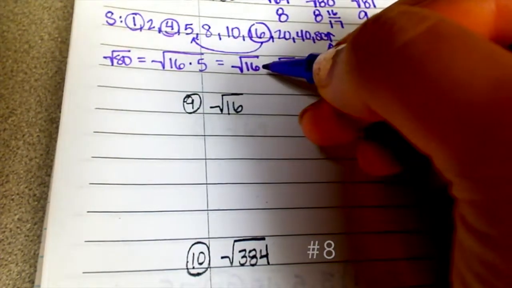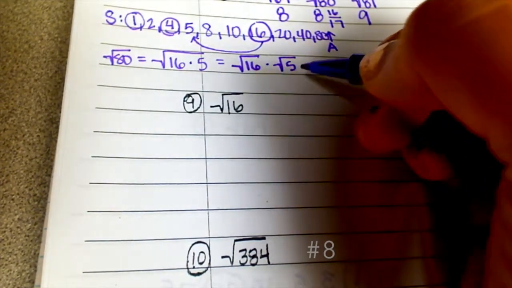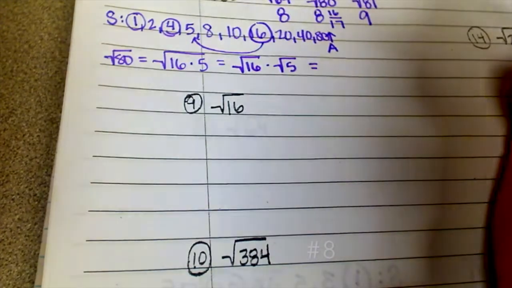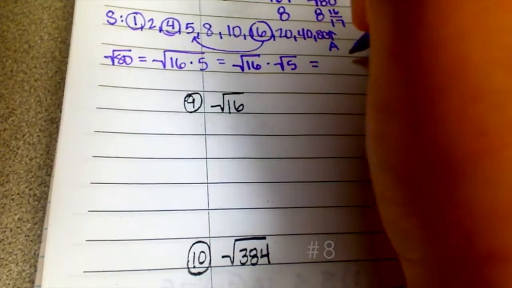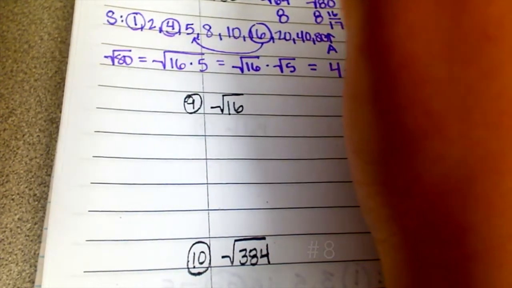Then we factor out the perfect square, so we're left with the square root of 16 times the square root of 5. What is the square root of 16? 4. So we get 4 times the square root of 5.